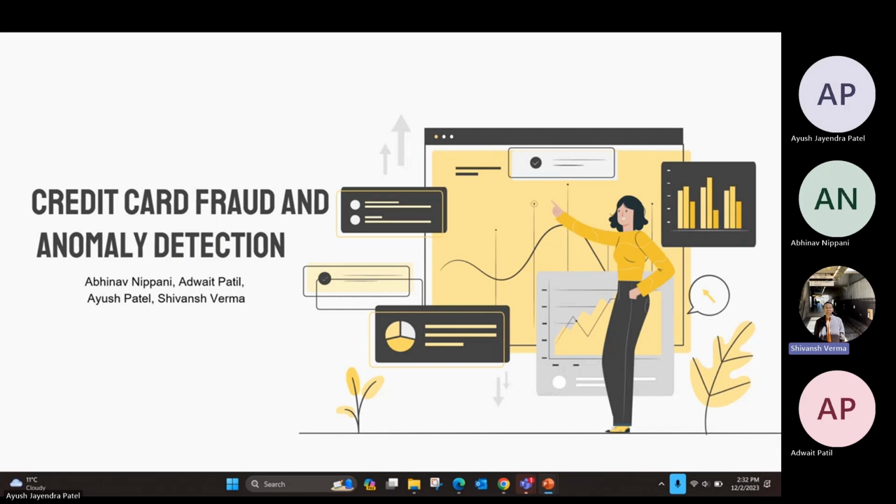Hi everyone, this is the final presentation for our project implementation for CS 5800 Algorithms. My teammates Abhinav Nippani, Adwait Patil, Ayush Patel, and myself, Shivansh Verma, have implemented various clustering algorithms to understand and evaluate credit card usage, with the goal of creating a robust system to identify the different demographics of users as well as fraudulent behaviors.